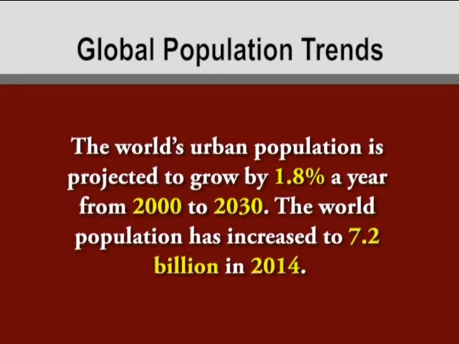The world's urban population is projected to grow by 1.8% a year from 2000 to 2030. The world population has increased to 7.2 billion in 2014. In 2014, the total fertility rates for the world have shown a downward trend at a fast pace.